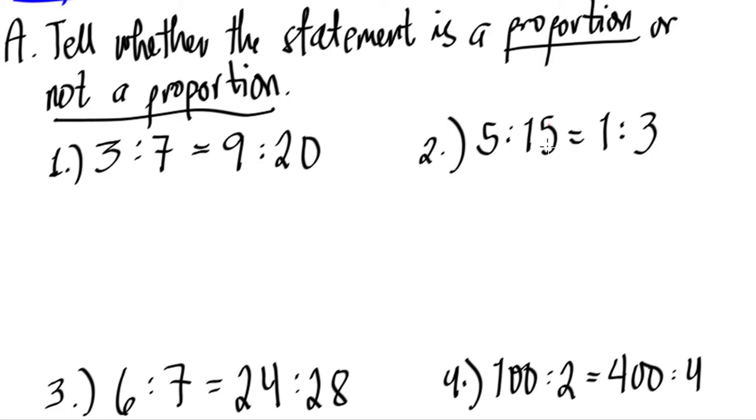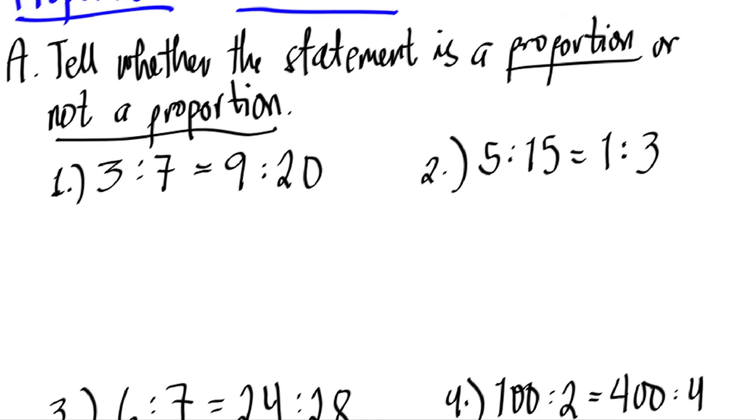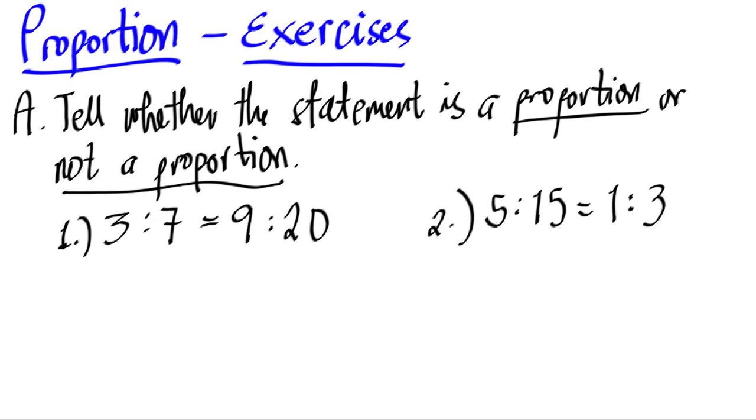Okay, so I think that's enough for now. Let's go back above and show the solution for number one. So again, the product of the means is equal to the product of the extremes. What we're going to do is multiply 7 times 9 and 3 times 20 to see if they are equal. If so, it is a proportion. Otherwise, it is not.